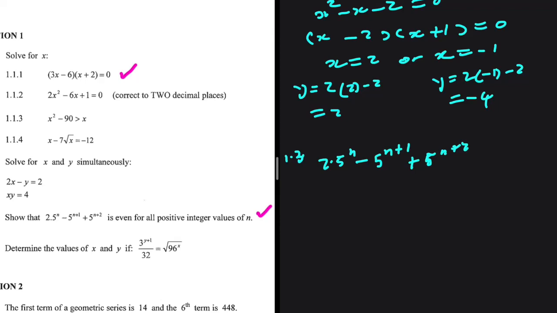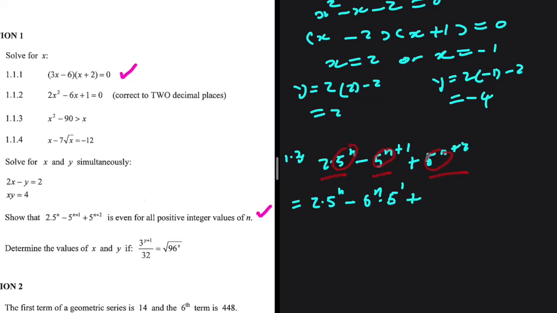What I'm realizing here is that we have 5ⁿ in the first term, we have 5ⁿ in the second term, and we have 5ⁿ in the last term. It seems like it would be a good idea to take 5 to the power n as a common factor. Let's go ahead and see how that will look. This will be equal to 2 multiplied by 5ⁿ minus 5ⁿ⁺¹. 5ⁿ⁺¹ is just 5ⁿ multiplied by 5¹, because if you multiply these two numbers, you add the exponents and you get 5ⁿ⁺¹.